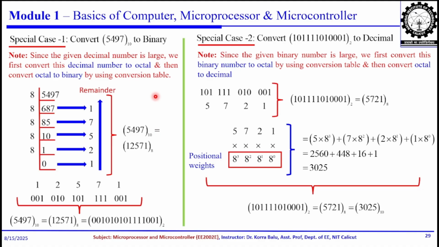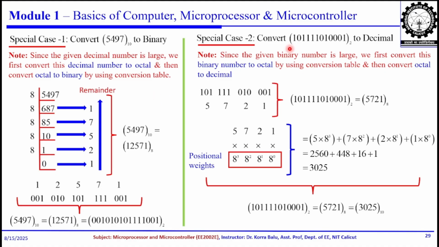You will not get the answer easily. So here it is better to go for the nearer conversion table system, that is octal. Binary's nearer conversion table system is octal. So divide 5497 by 8, see what value comes in the octal system, then convert into binary by grouping the values into 3 bits. Then it is very easy.